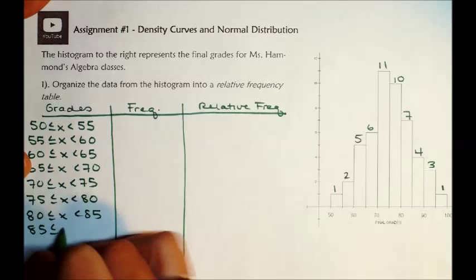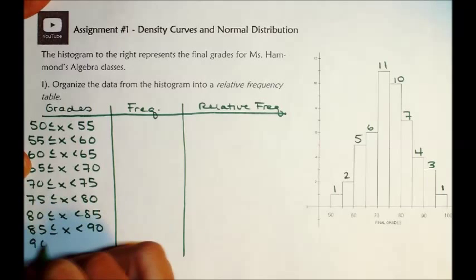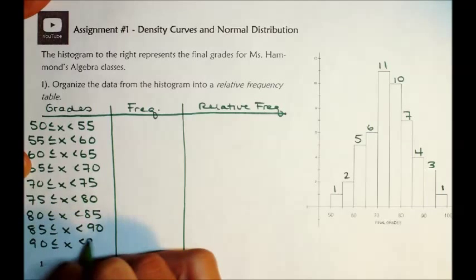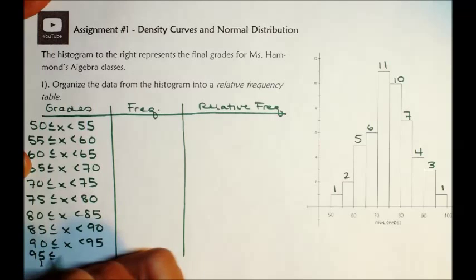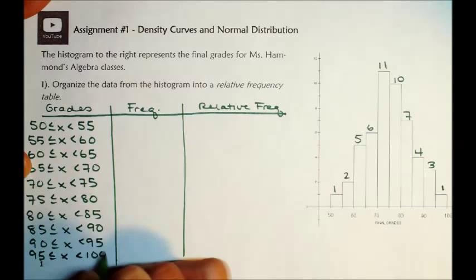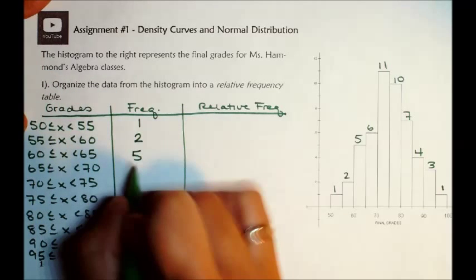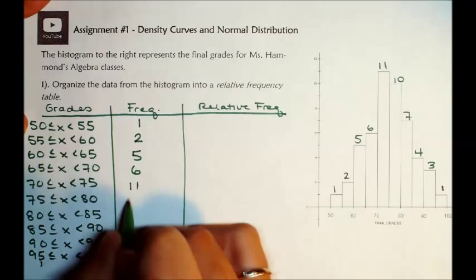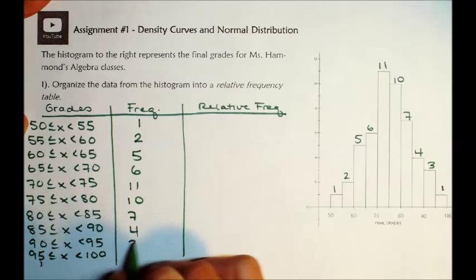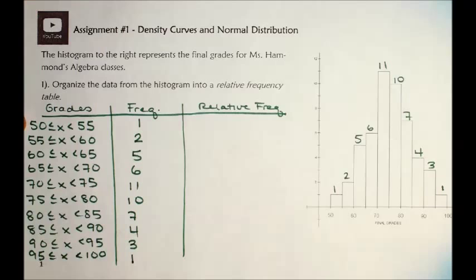Almost there. And our last interval to 100. Alright, so we saw in the first interval there was 1 data point, 2, 5, 6, 11, 10, 7, 4, 3, 1. Alright, so we know the relative frequency is changing into its percentage.